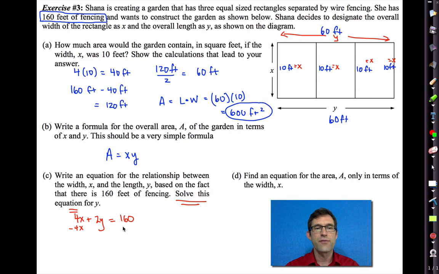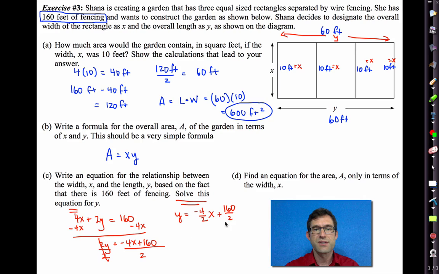So I'm going to subtract 4x from both sides, and I'm going to get 2y, and I think I'm going to put the x first. You'll see why eventually. So 2y equals negative 4x plus 160. Then I'm going to divide both sides by 2. I'm going to run out of room. Then I'm going to distribute the division by 2. So I'm going to divide the negative 4 by 2.